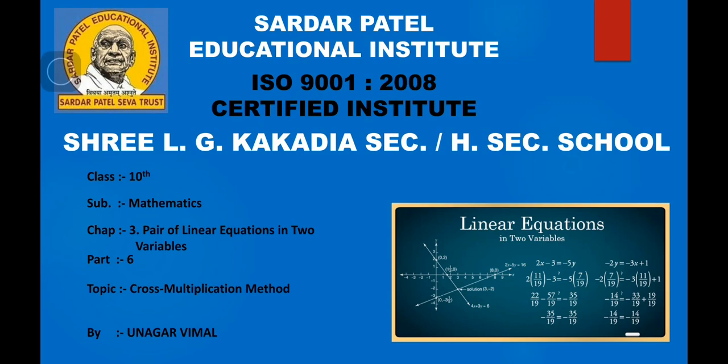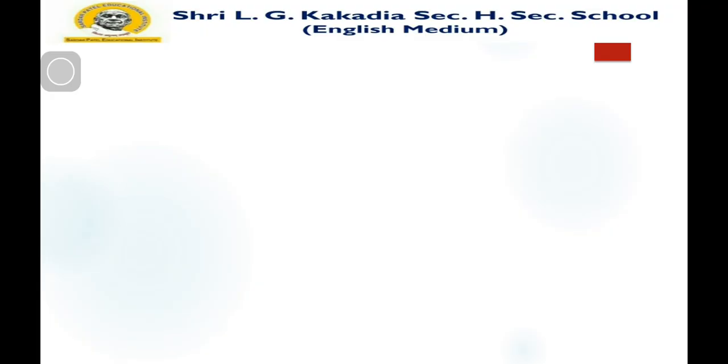Now in this lecture we are going to discuss the cross multiplication method, the third and the last process to find the solution of a given pair of linear equations in two variables. Now how does it work? For that we are going to follow some steps here.